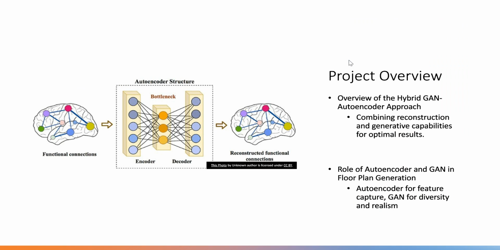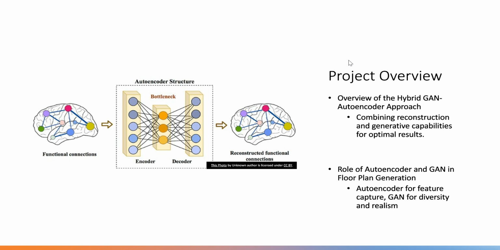Our project revolves around the development of a hybrid approach for generating floor plans, utilizing the combined power of autoencoders and generative adversarial networks, commonly known as GANs. Goals of the project. Our primary goal was clear from the outset: to streamline and enhance the floor plan generation process. We aim to create a model that not only reproduces the details of existing floor plans but also injects a creative element into the generation, allowing for diversity and innovation.